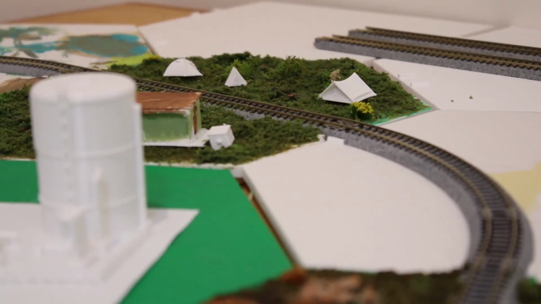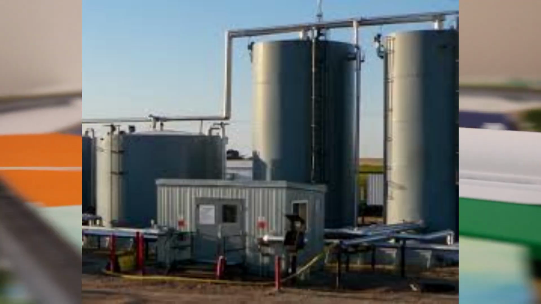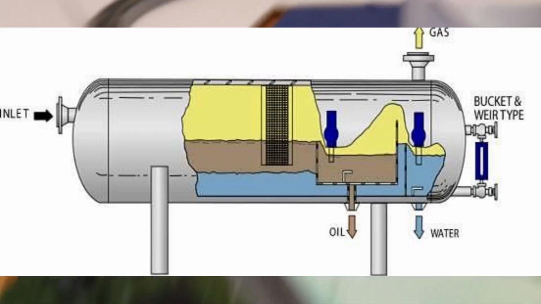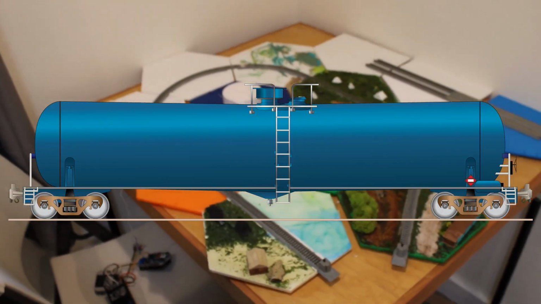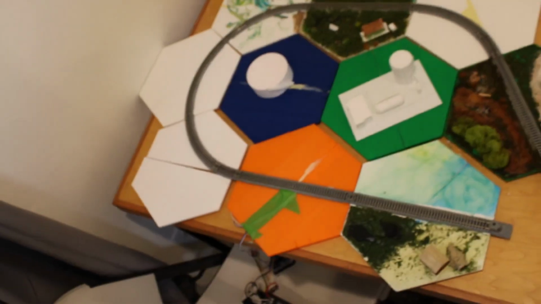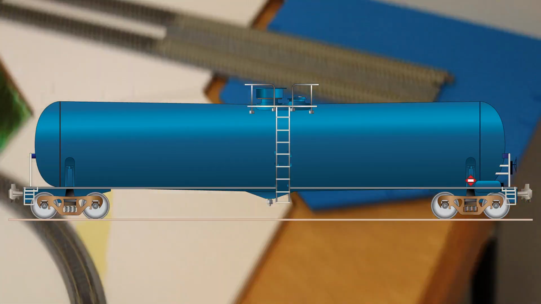Today we are building the first real industry on the layout, a small well site. The idea is that the well site produces condensate or some kind of liquid product, and the railroad brings in tank cars to move it to a processing facility somewhere else on the layout. Is this going to be a perfectly accurate oil field operation? Probably not. Is it going to give my tiny trains a reason to pick up and drop off tanks? Absolutely.